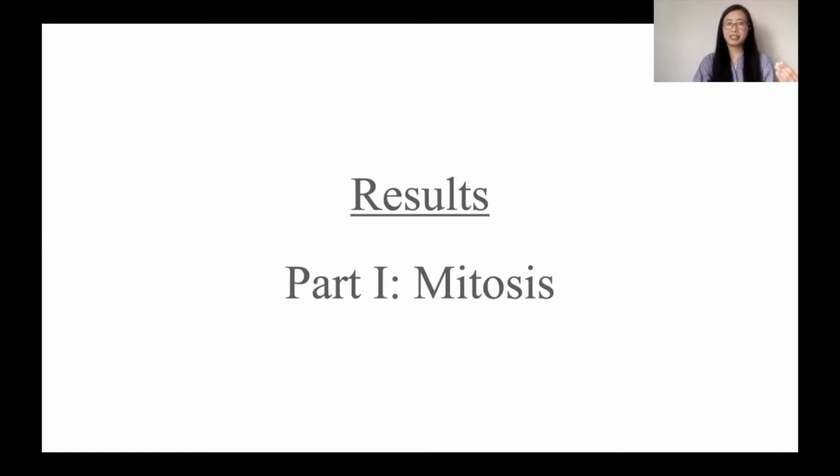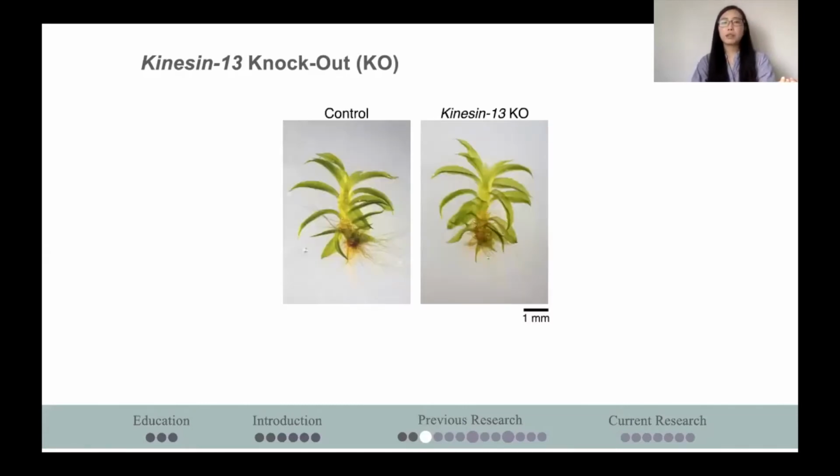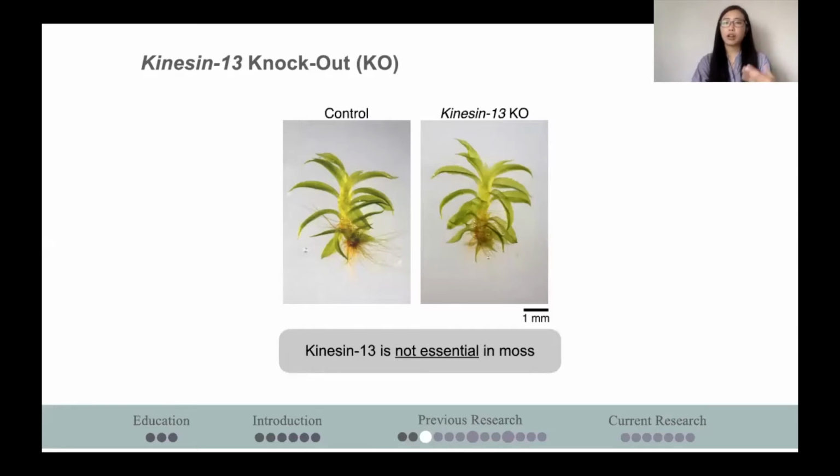So let's get to the actual results of this research. The first thing that I wanted to check was whether kinesin 13 is also essential in plants. So I removed kinesin 13 from the plant, at least I tried to, and we call this kind of mutant a kinesin 13 knockout. So we knocked out the gene. And unfortunately, it wasn't essential. So kinesin 13 knockout moss actually survives. As you can see here, for the most part, it looks a lot like the control. The normal moss and the knockout moss look very similar. So kinesin 13, at least at first glance, is not essential in moss.